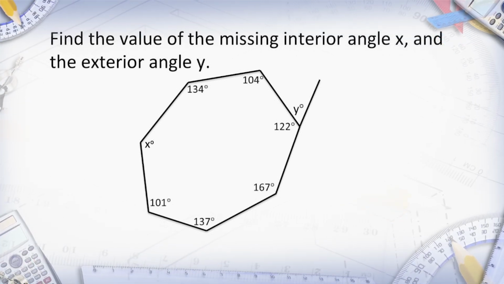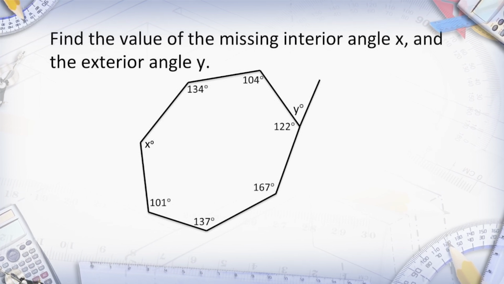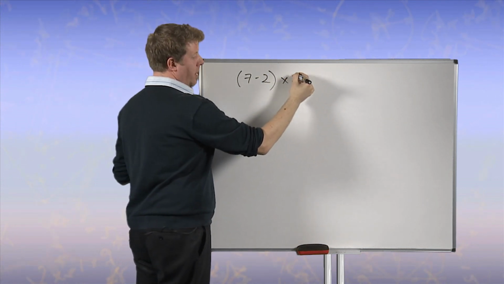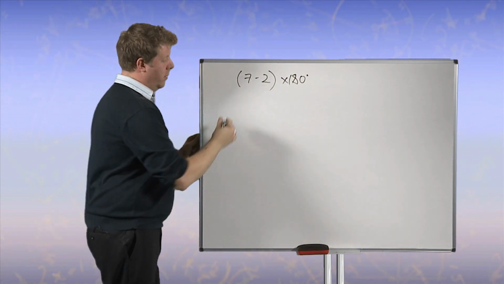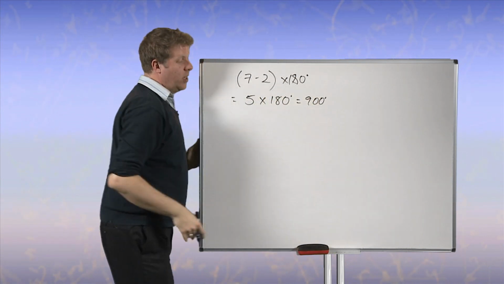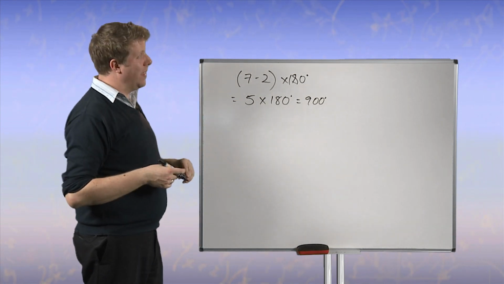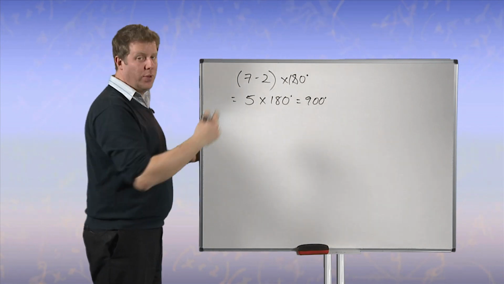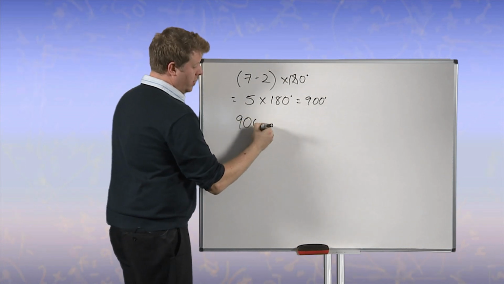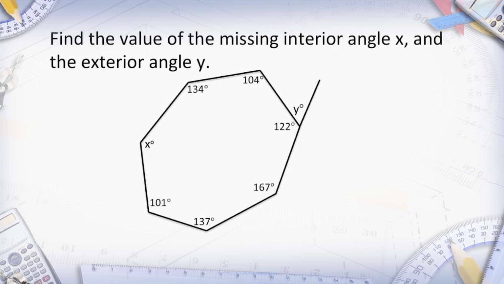First of all, we need to know what the angle sum of a heptagon is. Now, we know it is the number of sides take away 2, well that's 7 subtract 2, multiplied by 180. So that's 5 lots of 180, or 900 degrees. So I know all the angles inside that shape add up to 900 degrees. Now, if I want to work out that missing one, x, I simply add all the others together and subtract it from 900. So it'll be 900 subtract the total of all of those angles added together, which is 765 degrees.